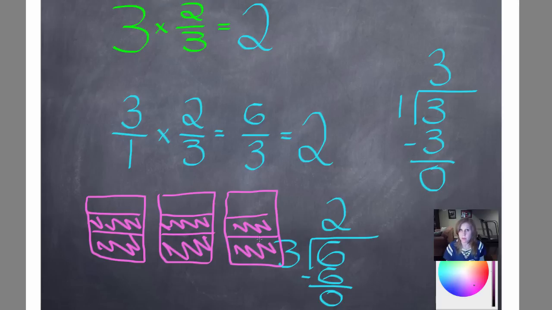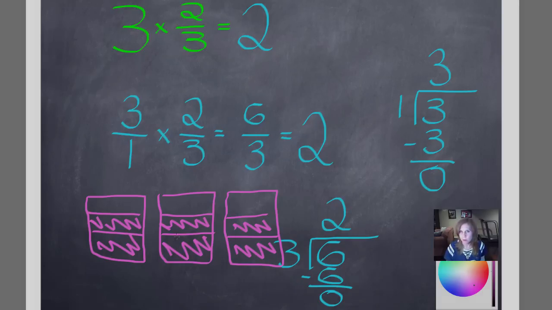You can see that I have 3 whole shapes there. That's where I get that 6, and that's where I get that 3. The 3 is how many wholes I have, and the 6 is how many thirds I actually have. So maybe that will help you to see what you're actually doing when you're multiplying fractions.